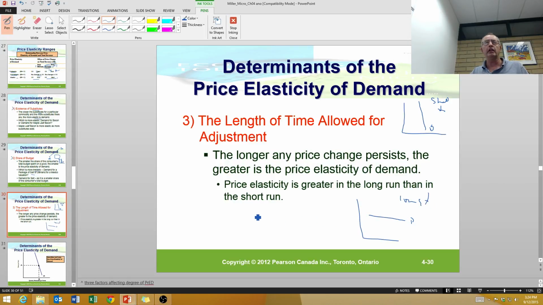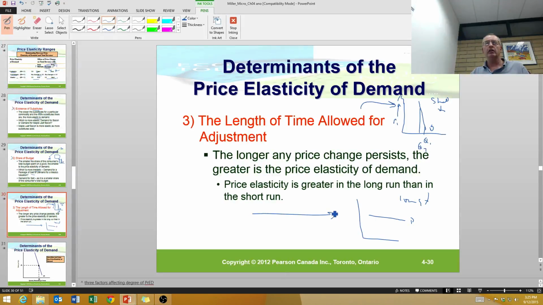We can understand this fairly readily. Imagine, maybe this is an example from the book, that the price of electricity increases very rapidly. In the short run, we're stuck with our light bulbs, we're stuck with our appliances, and if we have electric heat, we're stuck with our heating system. So if the price goes up considerably in the short run, then our quantity demanded is not going to decline very much.